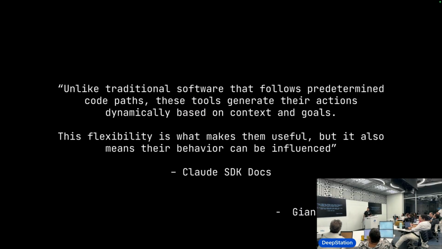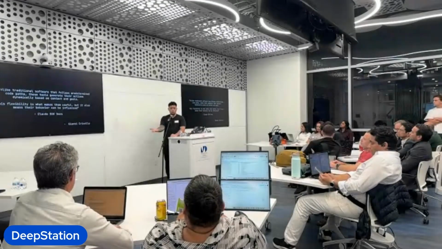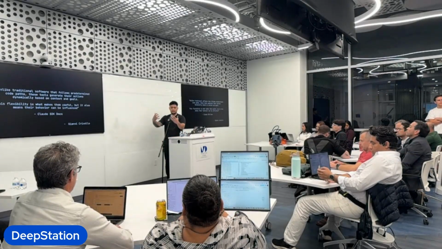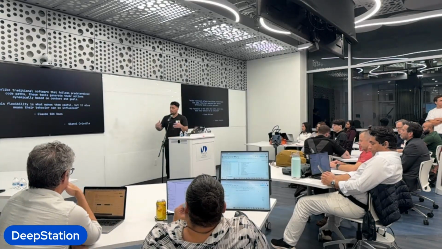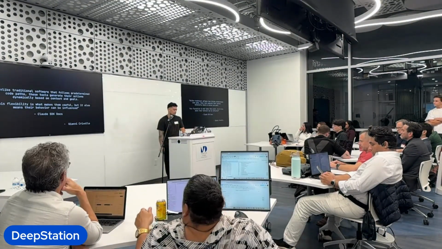And that brings pretty interesting constraints, right? This comes straight from the Claude SDK docs, that I'm requoting. Unlike traditional software that follows predefined code paths, agents essentially can write their own code. So it's code that writes more code and can take actions on top of a computer. We want this flexibility. It's what makes agents really useful. It's what gives them their power, but it's also a way for new threat vectors to show up. And so this means that their behavior can be influenced.